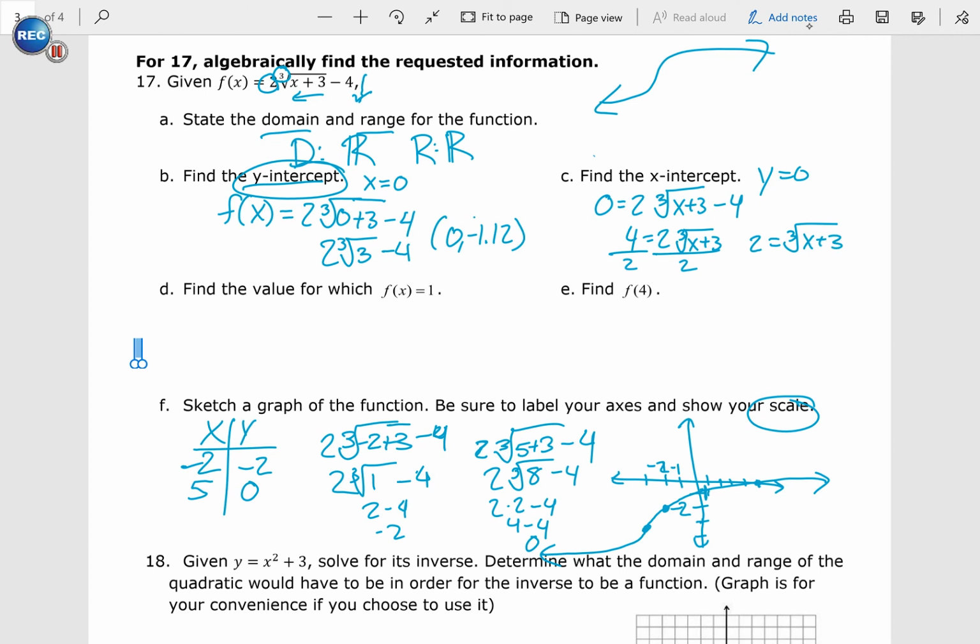Now that I have a radical isolated, I can cube both sides. So 2 to the third is going to be 2 times 2 times 2, which is just going to be 4 times 2, which is 8. Okay, the cube root is gone, so that's just x plus 3. Subtract both sides by 3. I'm left with 5 equals x. Okay, now because it's an x-intercept, I can't just leave it that way, and I know that y is 0, so I'm going to end up with 5, 0.